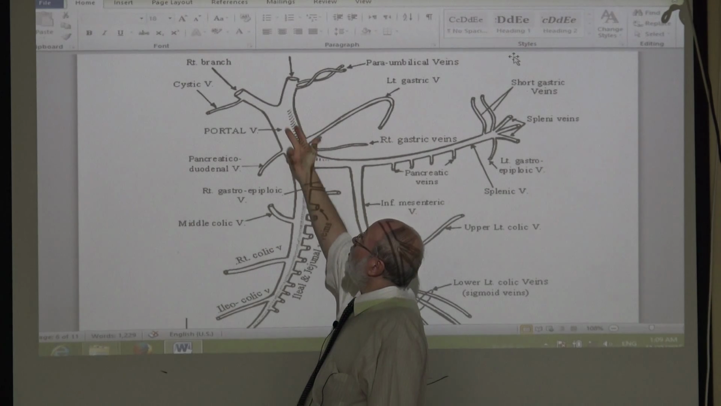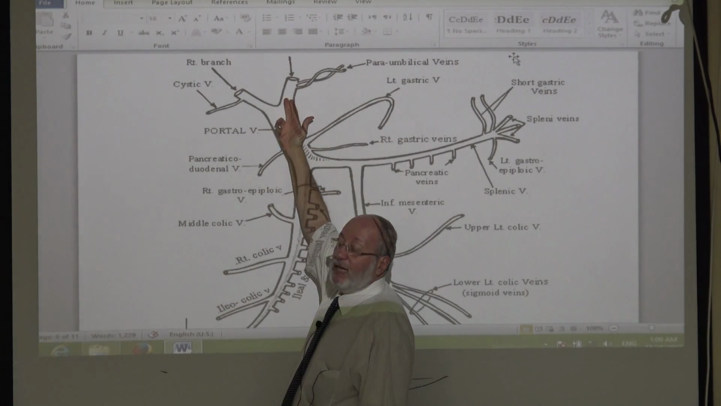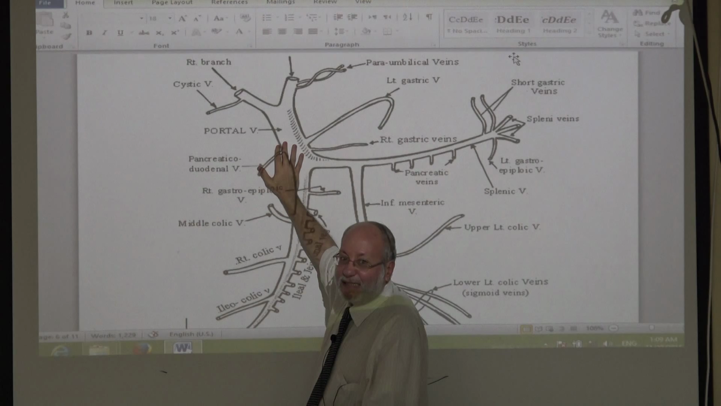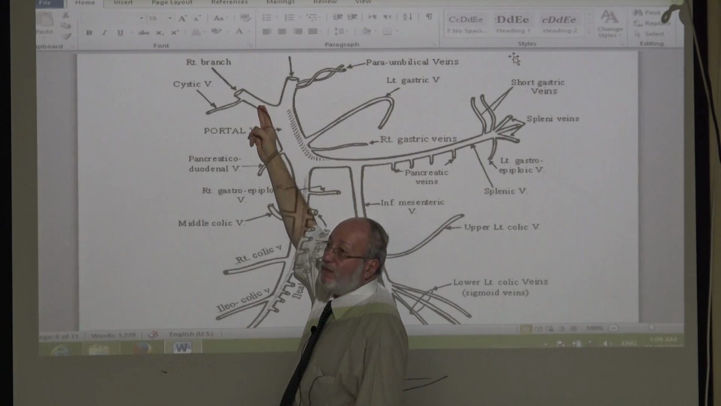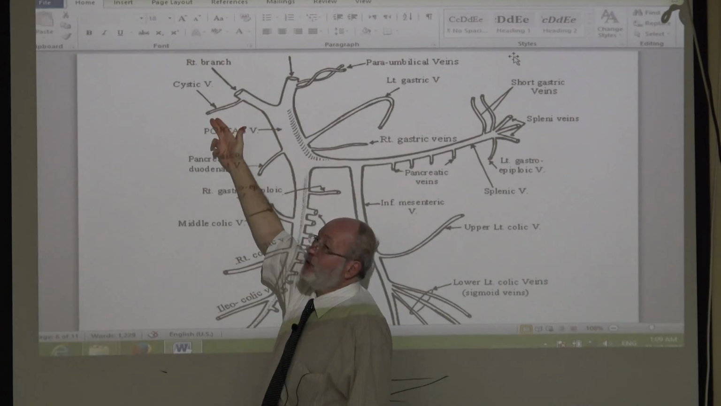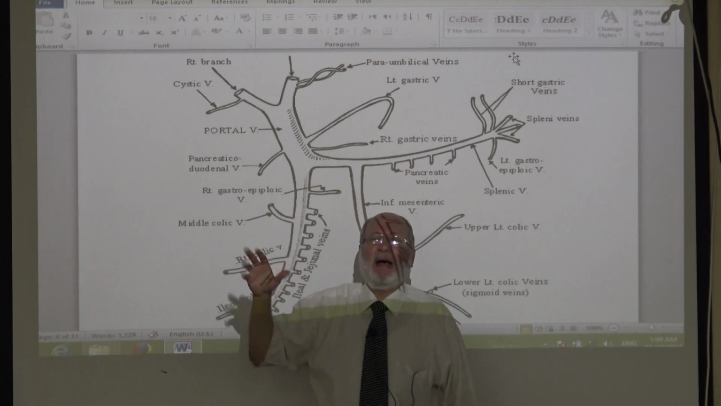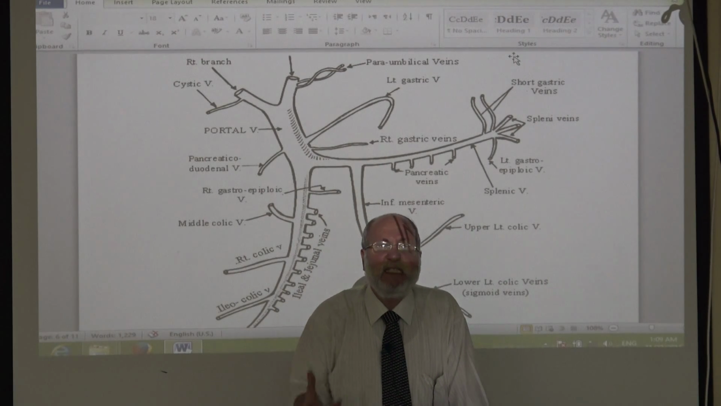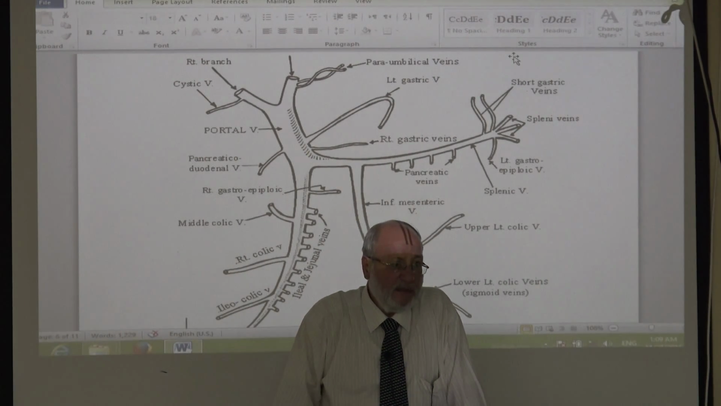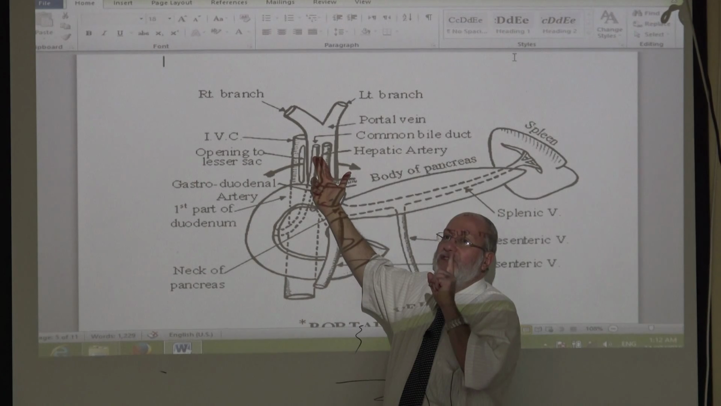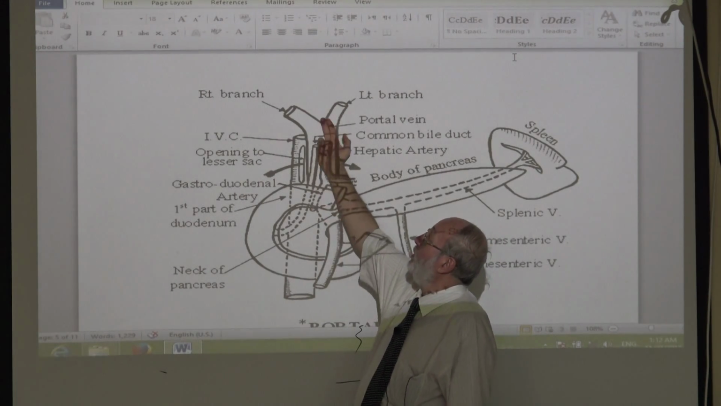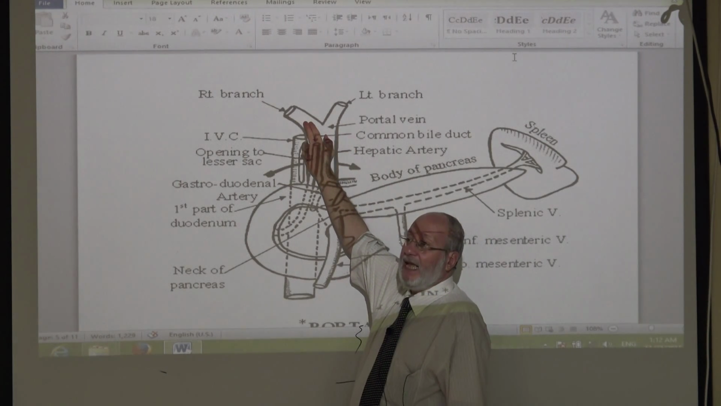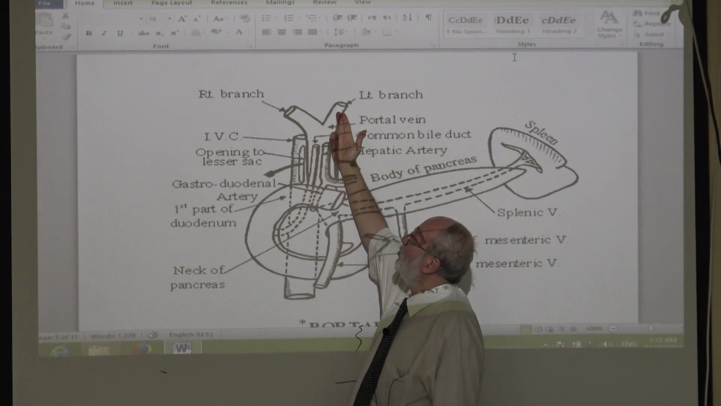The portal vein ends in the porta hepatis by dividing into left branch and right branch. The right branch, in the past, was said to receive cystic veins. The free border of the lesser omentum. The free border of the omentum to reach its termination in the porta hepatis by dividing into left and right branch.